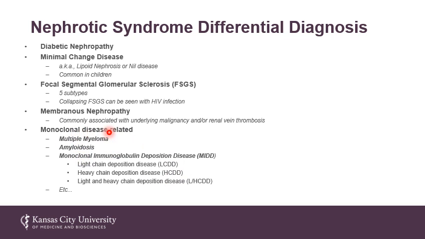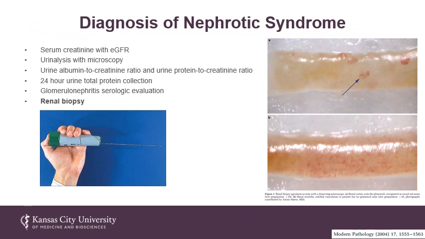All you need to know is that monoclonal disease, so you have a plasma cell that's replicating itself and producing light chains or heavy chains or a combination of both, that when those chains are deposited in the tissue of the kidney, they can cause various different effects, from multiple myeloma to amyloid to this MIDD. And there are many more diseases you just don't really need to know because you're not a nephrologist.